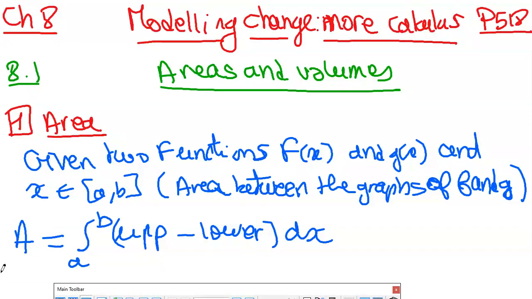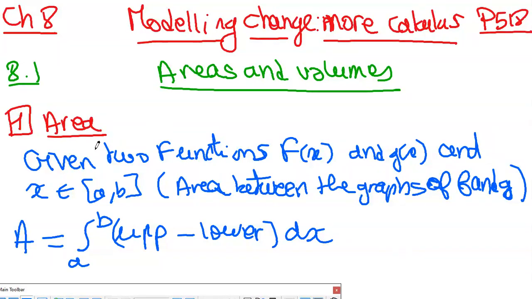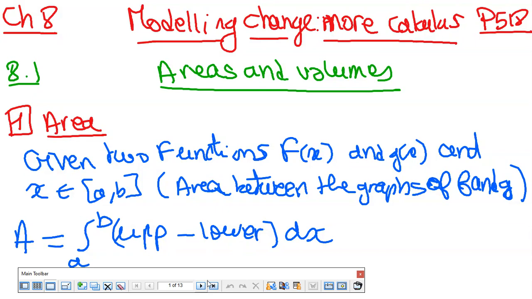Already we did the area in the preceding lesson with the integrals, but we were doing just the area between the x-axis and the function. Here in this lesson, we're going to do the area between two functions. If we have the two functions f of x and g of x, and x is between a and b, the area between the graphs of f and g is given by the following formula: the area between a and b is the upper boundary minus the lower boundary. I already said that in the preceding lesson.